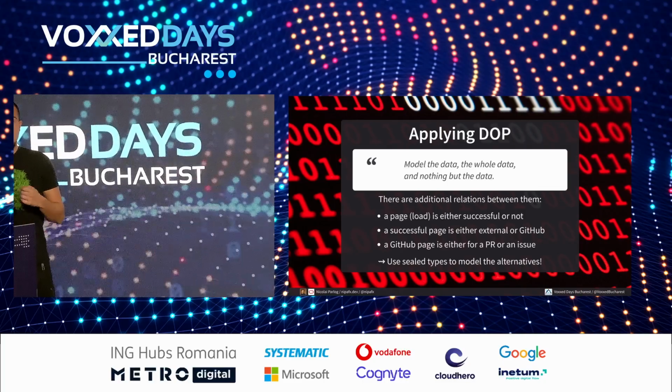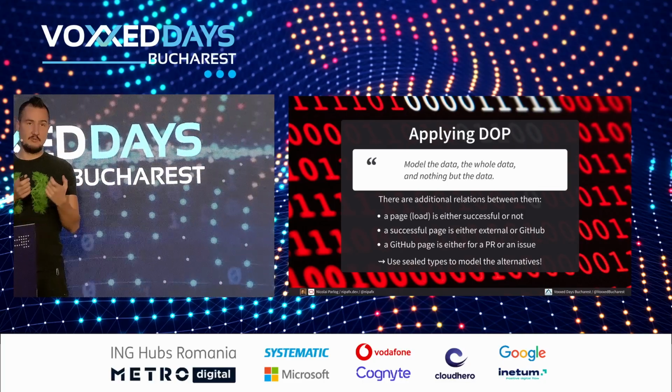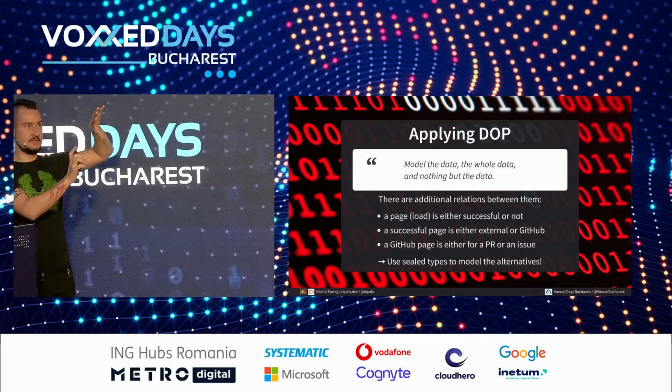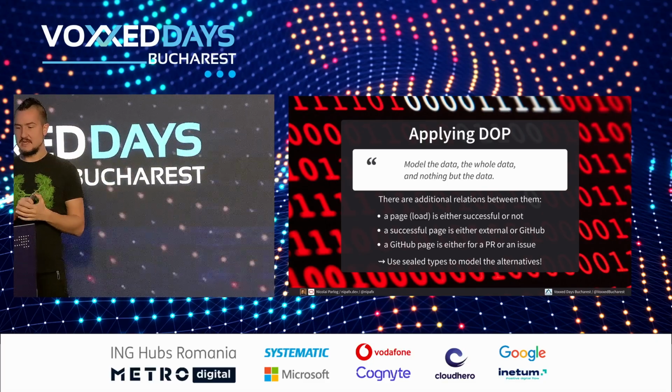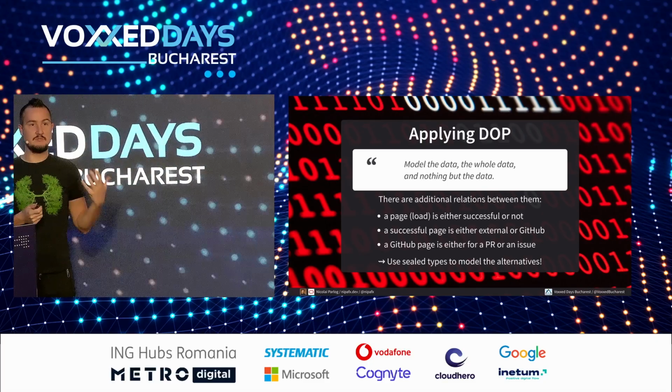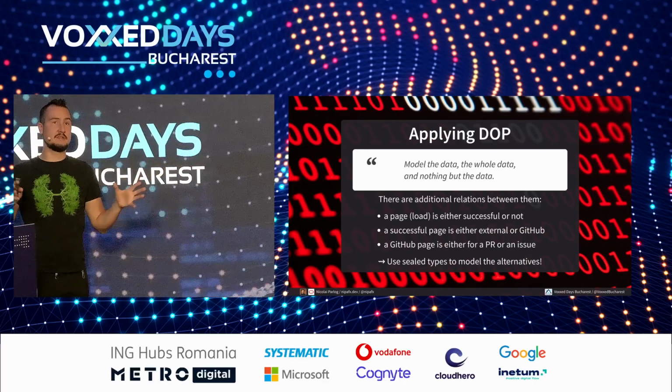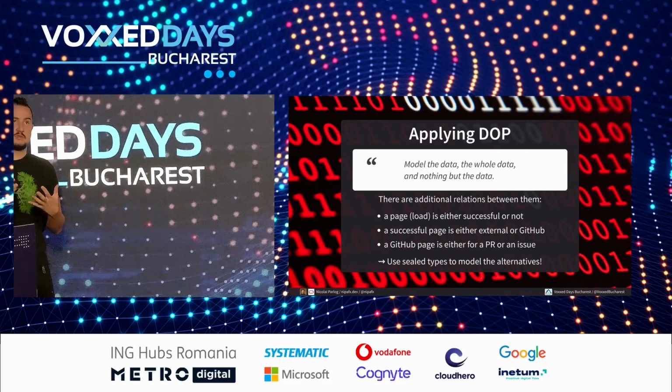Again, model the data, the whole data, and nothing but the data. We've missed something here. Yes, we modeled all the types according to the situations that we have, but there are relations between them that we didn't model so far. These at the moment are four disparate types. They have nothing to do with one another. They're unrelated, but that's not really what the actual data is.